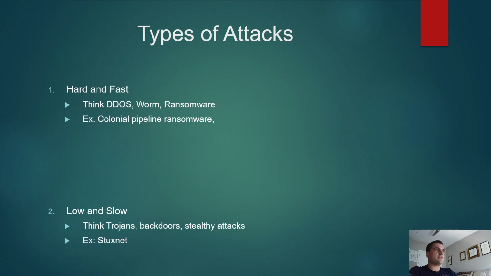For the purposes of this talk, I'm going to be defining attacks into two types. One, hard and fast, which we will not really be discussing. Think DDoS, ransomware, things that are noisy, things that cause a lot of chaos suddenly and are very obvious. Instead, we're going to be talking about low and slow attacks. So think Trojans, backdoors, anything Stuxnet, anything where the attacker is trying to be stealthy and remain undetected.